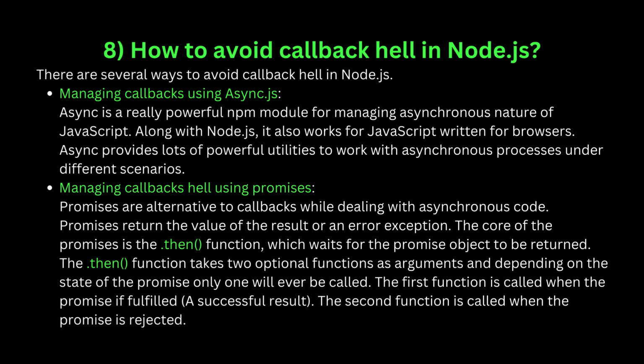Managing callbacks hell using promises. Promises are alternative to callbacks while dealing with asynchronous code. Promises return the value of the result or an error exception. The core of the promises is the then function, which waits for the promise object to be returned. The then function takes two optional functions as arguments, and depending on the state of the promise, only one will ever be called. The first function is called when the promise is fulfilled, a successful result. The second function is called when the promise is rejected.